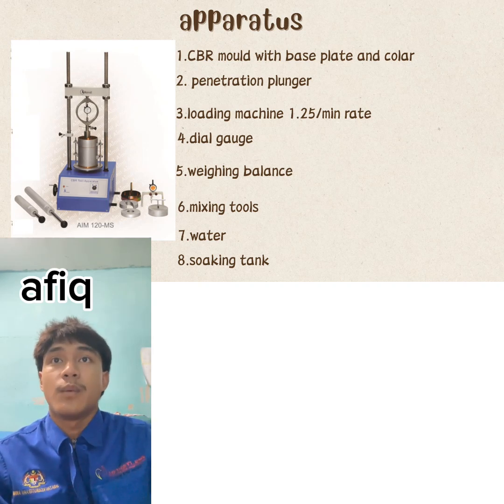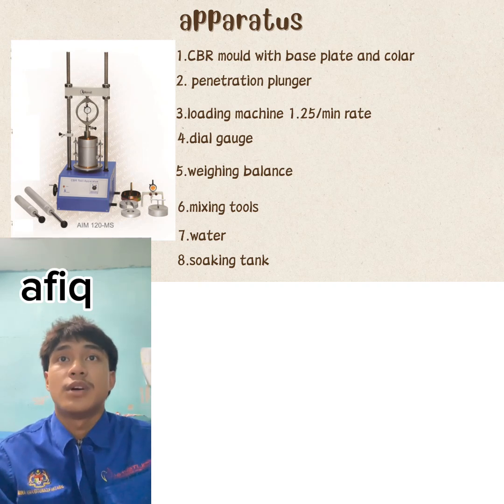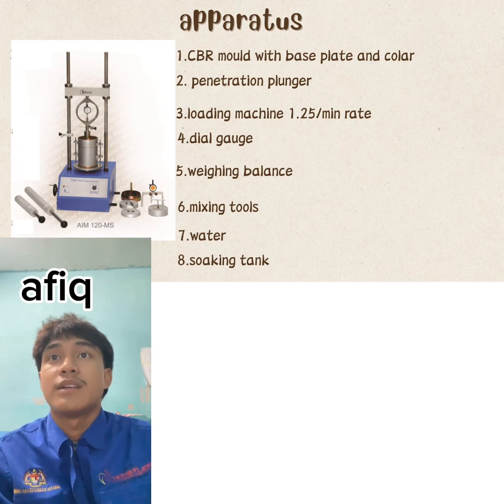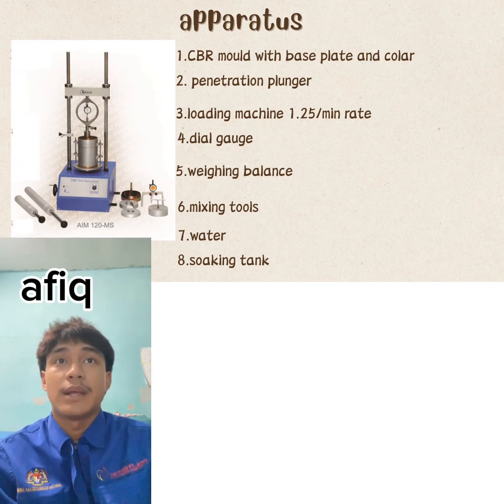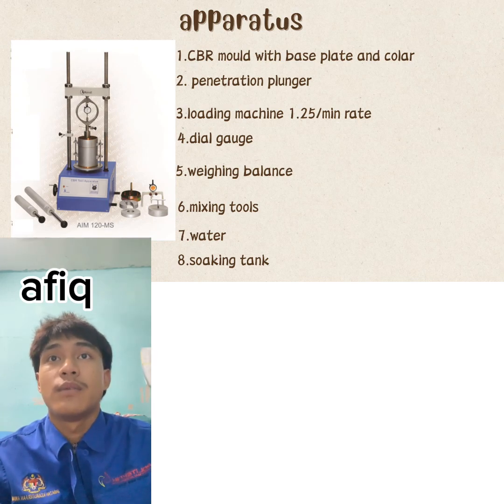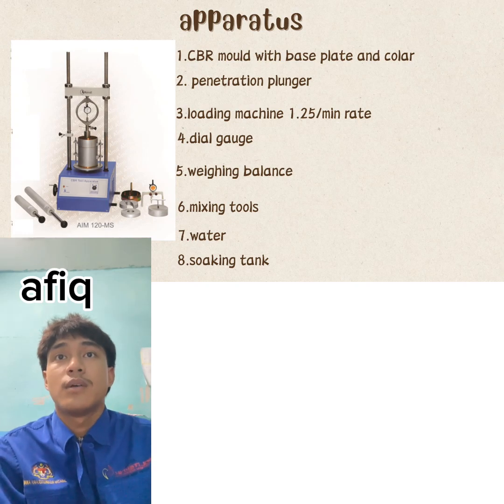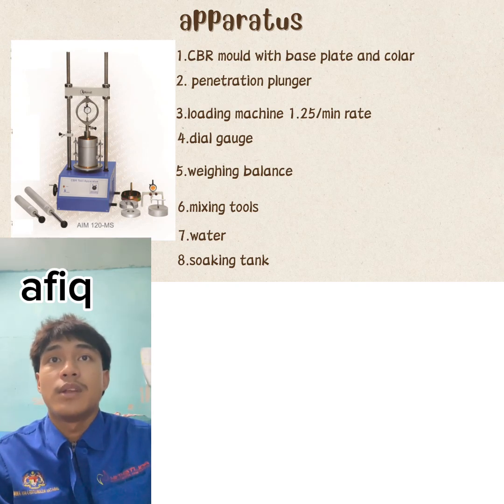The third one is a metal rammer, weight 4.85 kg, with a drop of 450 mm. The fourth one is one annular metal weight and several slotted weights weighing 2.5 kg each, 147 mm in diameter with a central hole 53 mm in diameter. The fifth one is a loading machine with a capacity of at least 5,000 kg, equipped with a movable head or base that travels at a uniform rate of 1.25 mm per minute, complete with a load indicating device.